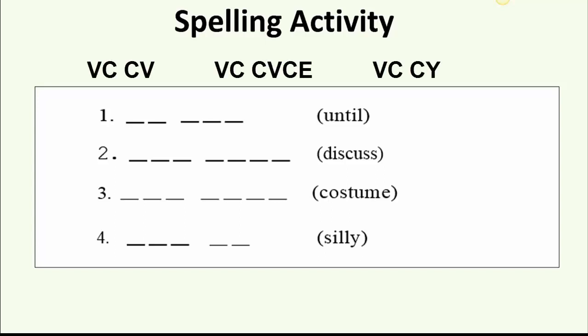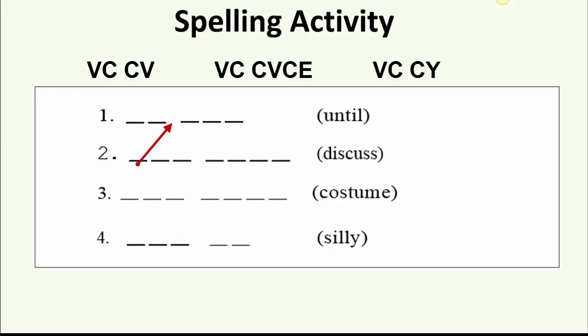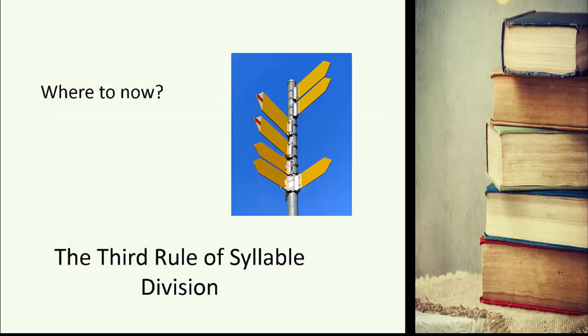Many VCCV, VCCVCE, and VCCY words can be dictated for spelling with a structured dictation sheet that has blanks for each letter and a scoop between the syllables. Each syllable can be dictated clearly to ensure success. Spelling reinforces decoding and vice versa. Where to now? The third rule of syllable division.